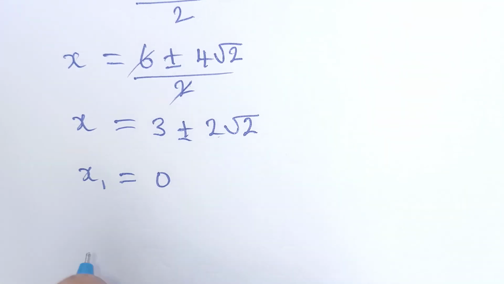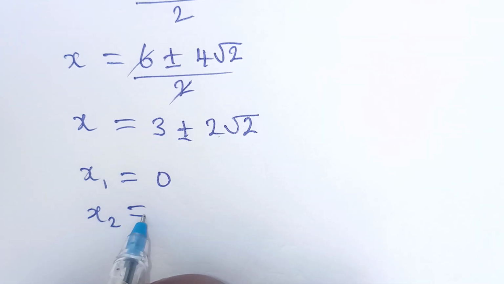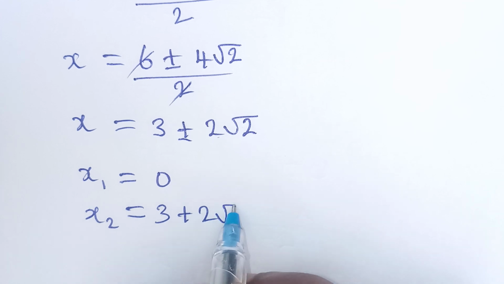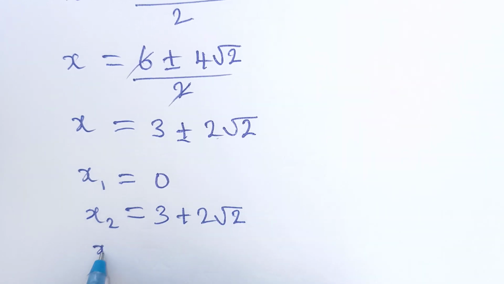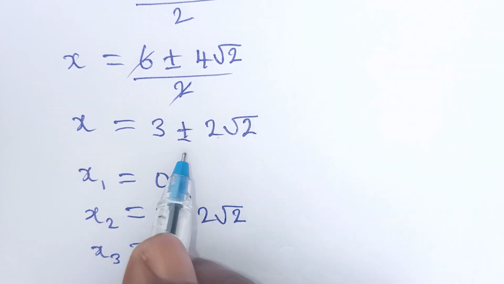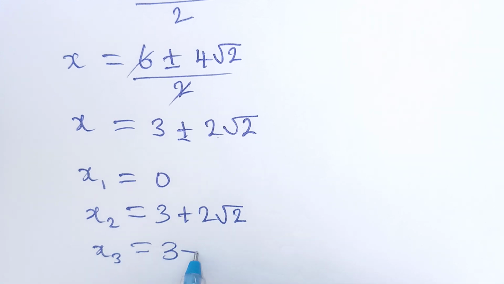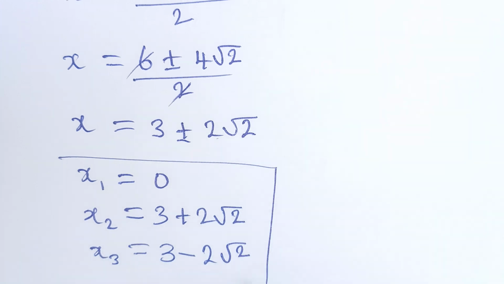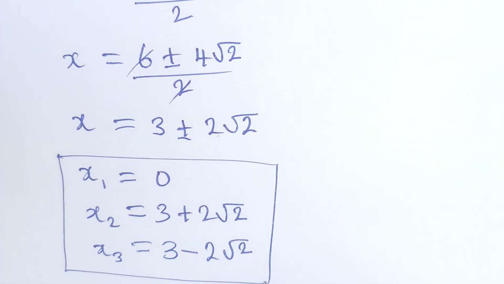Now, let's get our x1 from before, which is 0. Our x1 is equal to 0. Our x2 is from here, and it is 3 plus 2 root 2. And then our x3 is also from here, which will be 3 minus 2 root 2. So these are the 3 values of x for the equation.